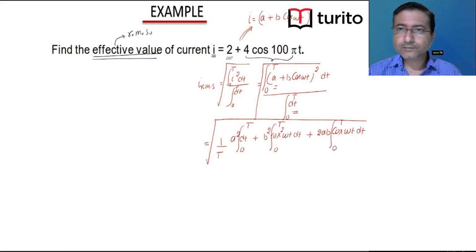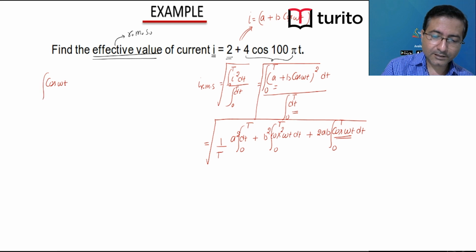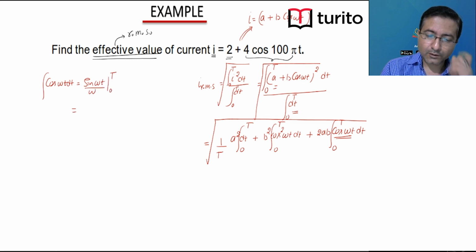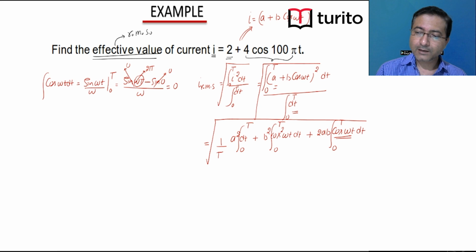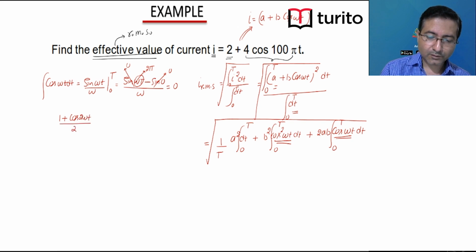So one by one, let's see all the terms. So cos omega t dt is sine omega t by omega, 0 to capital T, right? So sine omega t, upper limit minus lower limit I am doing, sine omega T minus sine 0, divided by omega. Omega T is 2 pi, so sine 2 pi is 0, sine 0 is 0, this whole value is coming 0. Now let's look at this term, cos square omega t. That can be written as 1 plus cos 2 omega t by 2 dt. I am substituting the value of cos square omega t.